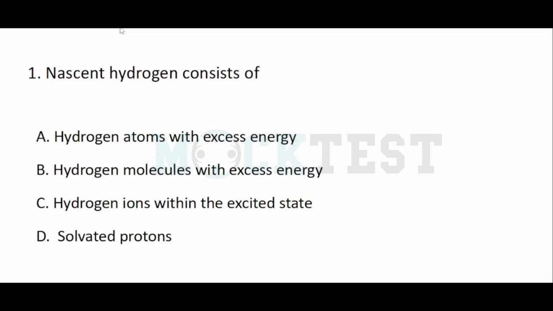First question. Nascent hydrogen consists of: option A, hydrogen atoms with excess energy; option B, hydrogen molecules with excess energy; option C, hydrogen ions within the excited state; option D, solvated protons. Nascent hydrogen consists of hydrogen atoms with excess energy.